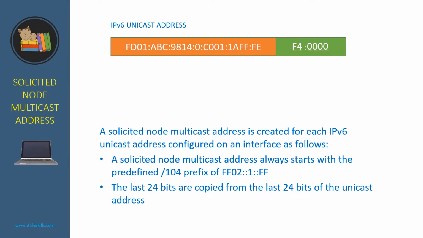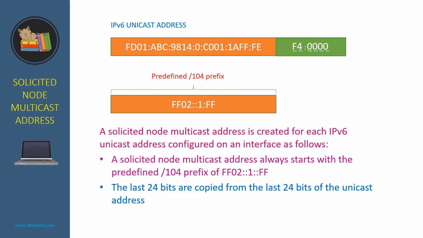Let's look into how a solicited node multicast address is created. A solicited node multicast address is created for each IPv6 unicast address configured on an interface. A solicited node multicast address always starts with the predefined /104 prefix of FF02::1:FF. The last 24 bits are copied from the last 24 bits of the unicast address.